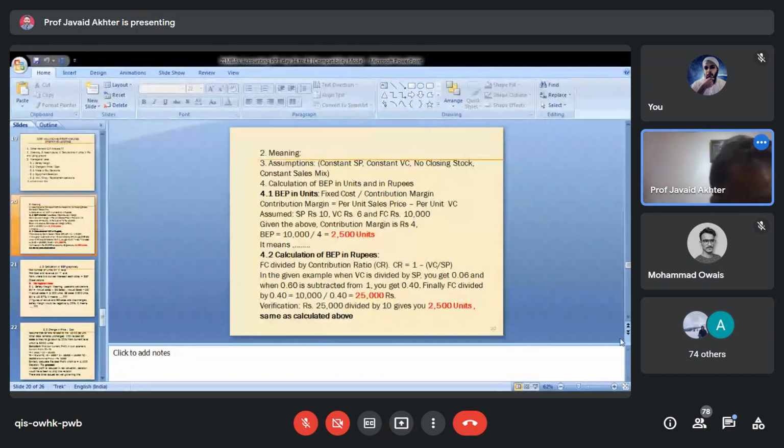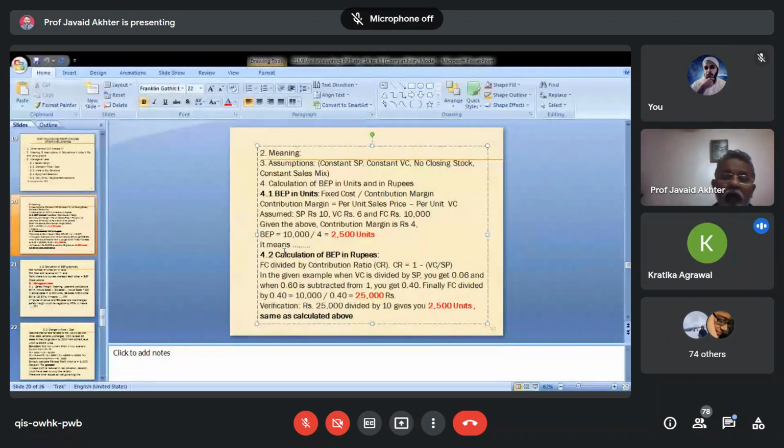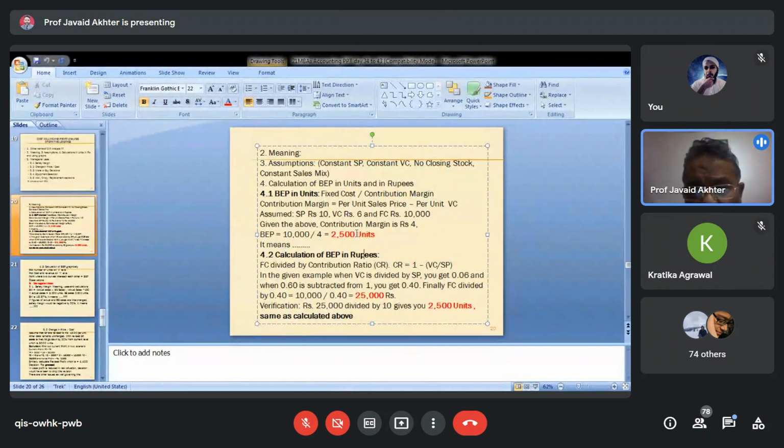Okay. Now we move on. How to calculate break-even point in rupees? Is that okay? Yes, sir. Shall I explain to you 4.2? Good. Now, even suppose we don't discuss 4.2, if I ask you how to calculate break-even point in rupees, what would you do?